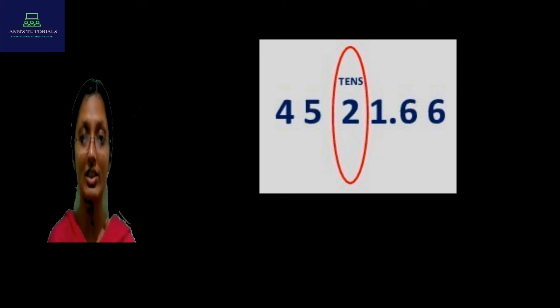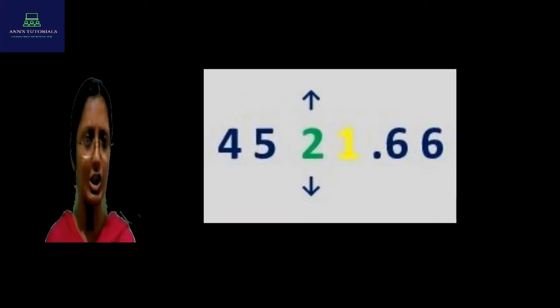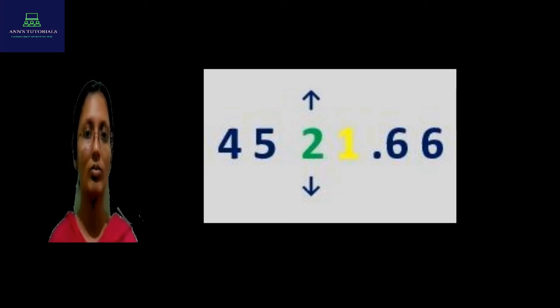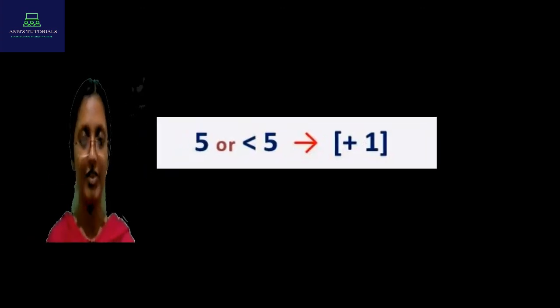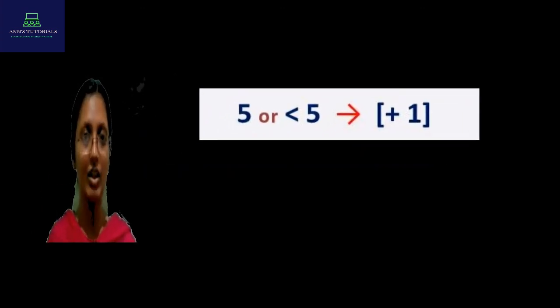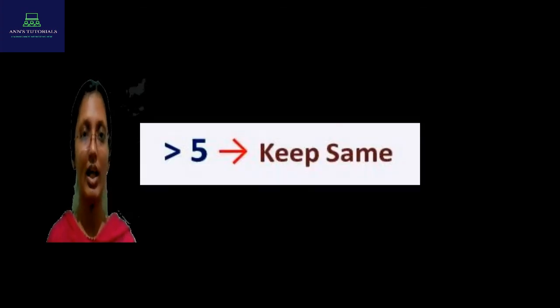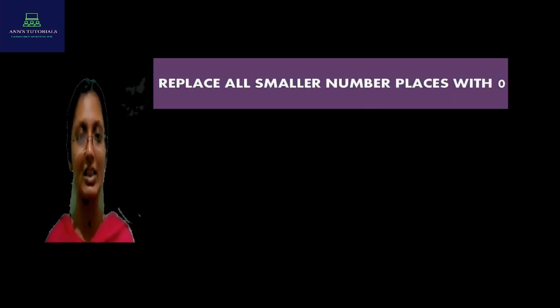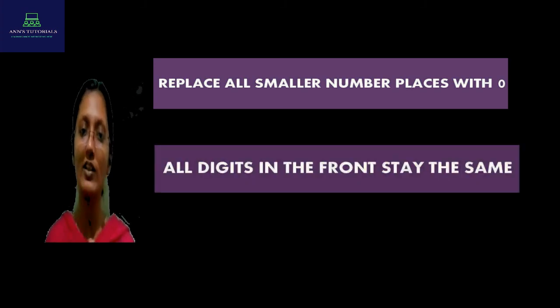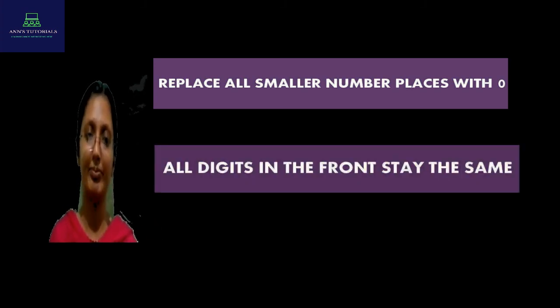So, the key to rounding a number involves 3 basic steps. First, find the place of the digit that we need to round. Second, look at the next digit which is right to it to decide whether to round up or round down. If 5 or greater, we will add 1 more. If less than 5, we will keep it the same. Then, replace all smaller number places with 0. And all digits in the front stay the same.